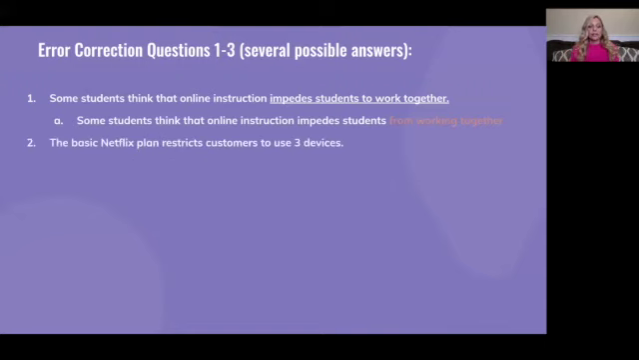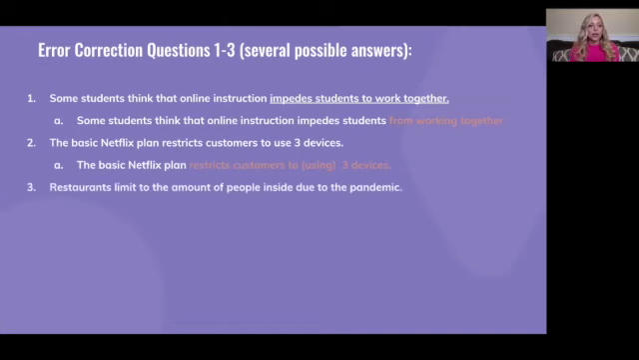Number 2, the basic Netflix plan restricts customers to use 3 devices. Can we restrict someone to do something? No. There's a couple options here. The basic Netflix plan restricts customers to 3 devices. This, again, you could include the verb if you really wanted to, but if you include the verb use, then you have to make it a gerund form to maintain its noun property. So restricts customers to 3 devices or restricts customers to using 3 devices.